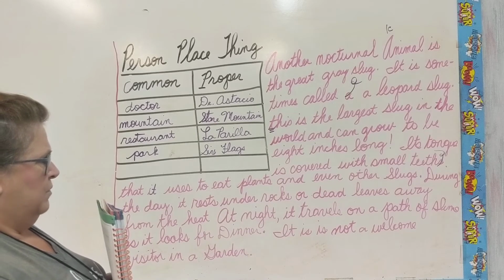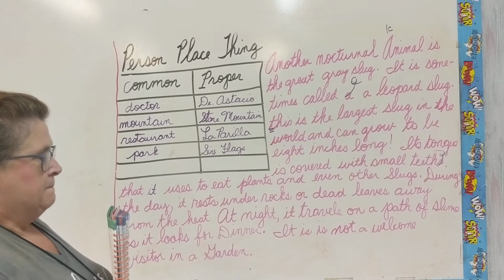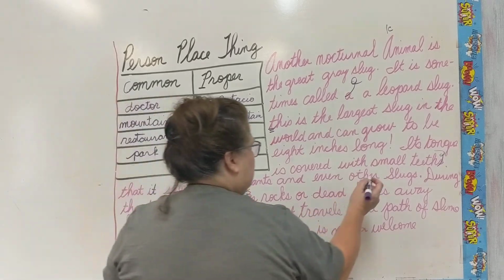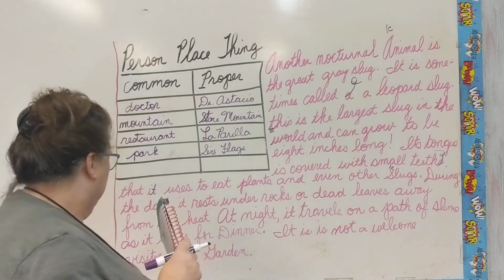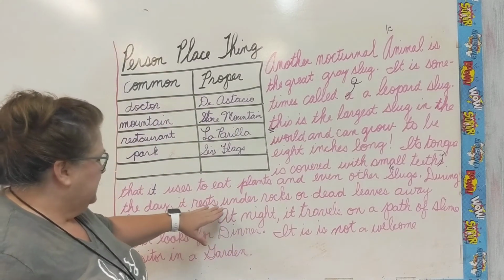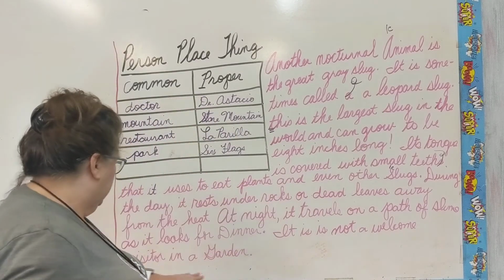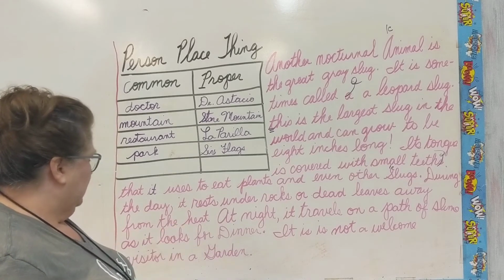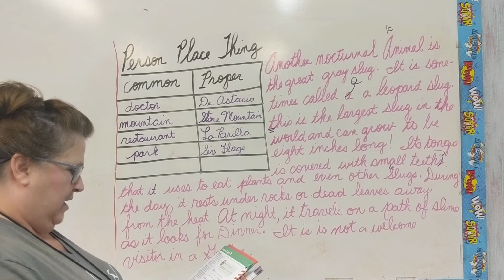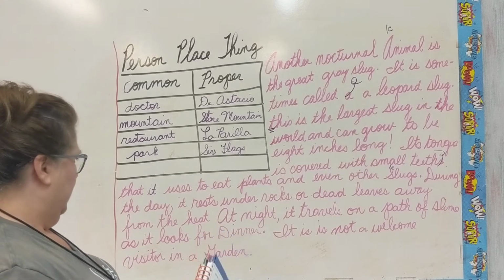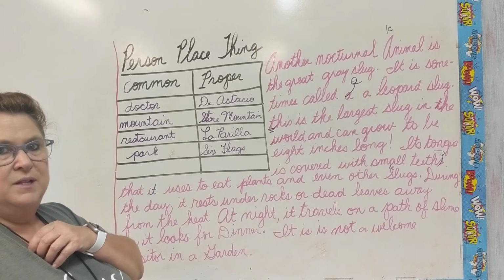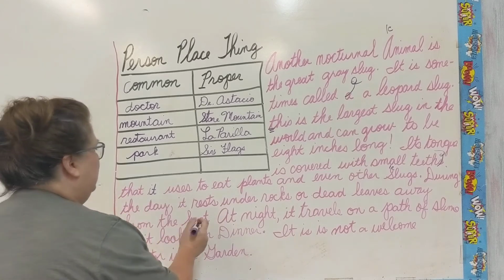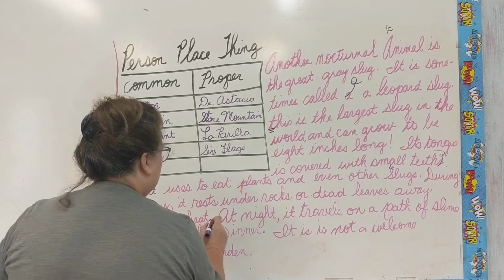Something else is wrong here. What is it? Very good. That S on slug should be lowercase. We're not talking about a particular slug there. During the day, it rests under rocks or dead leaves away from the heat. Oh, I think we got a correct sentence there. Look at that. No, we don't. Away from the heat. Something vital is missing. What is it? A period at the end of heat.